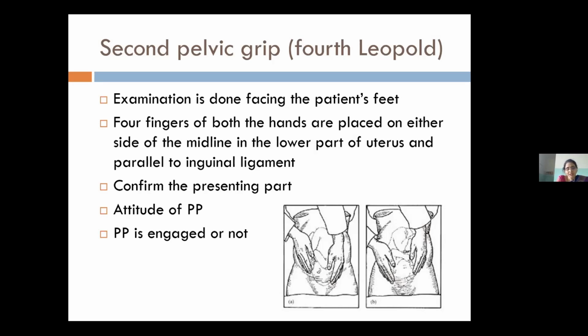And also you will confirm whether the presenting part is engaged or not. How will you do this? You try to insinuate your fingers below the presenting part, above the pubic symphysis. If it is a floating head, then you will be able to insinuate or approximate the fingers of both your hands in between the presenting part and the pubic symphysis. If not, if the head is engaged and has entered into the brim of the pelvis, then both your hands will be diverging.